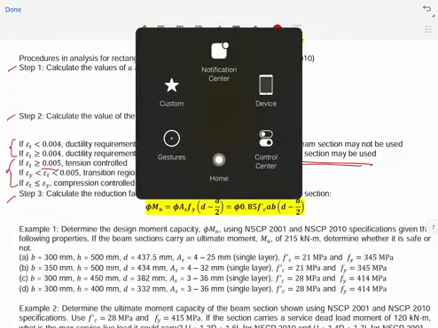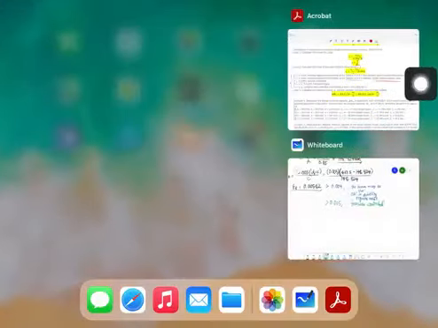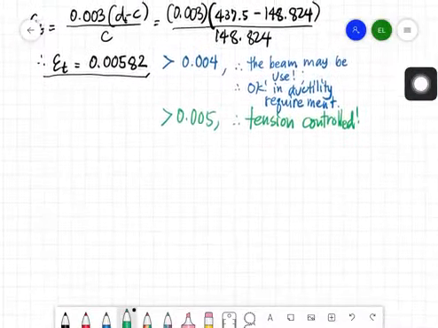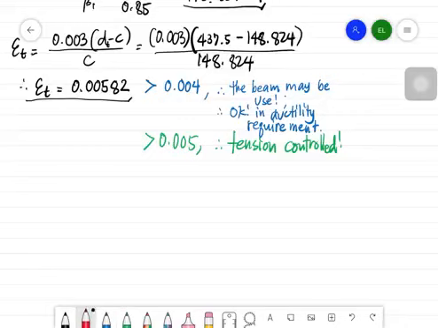At the same time, guys, you also try to calculate strain Y. I think you need to calculate strain Y as well. Okay, so strain Y is Fy over Es.